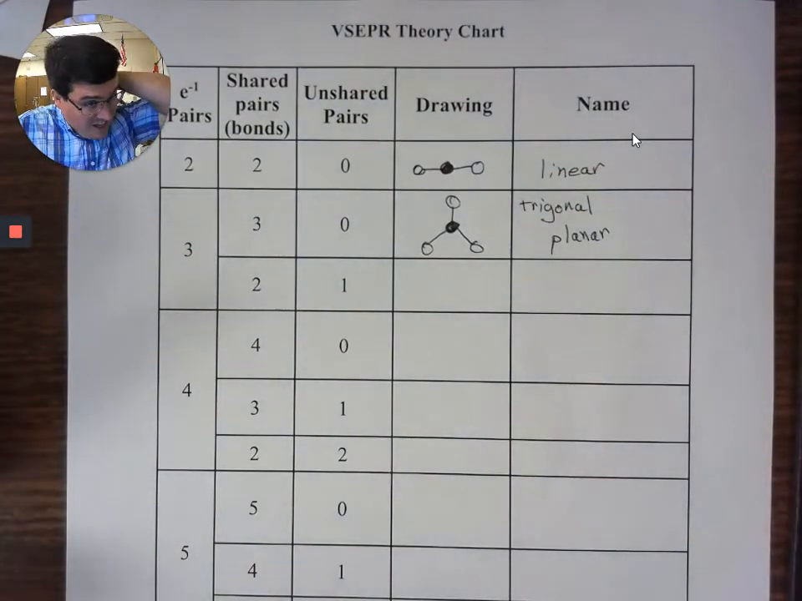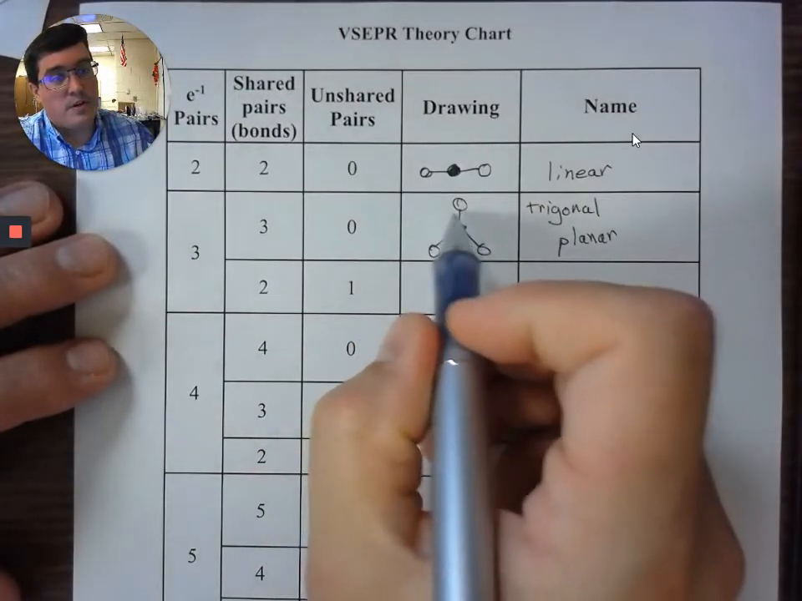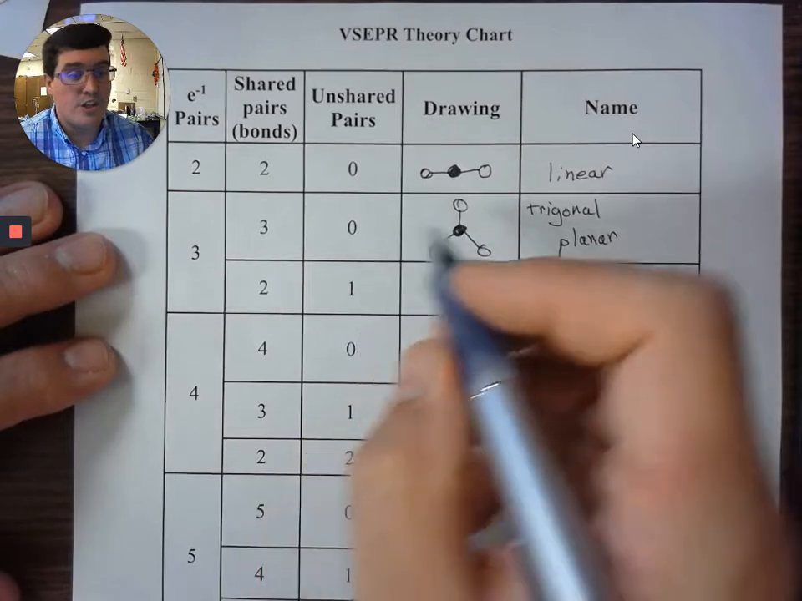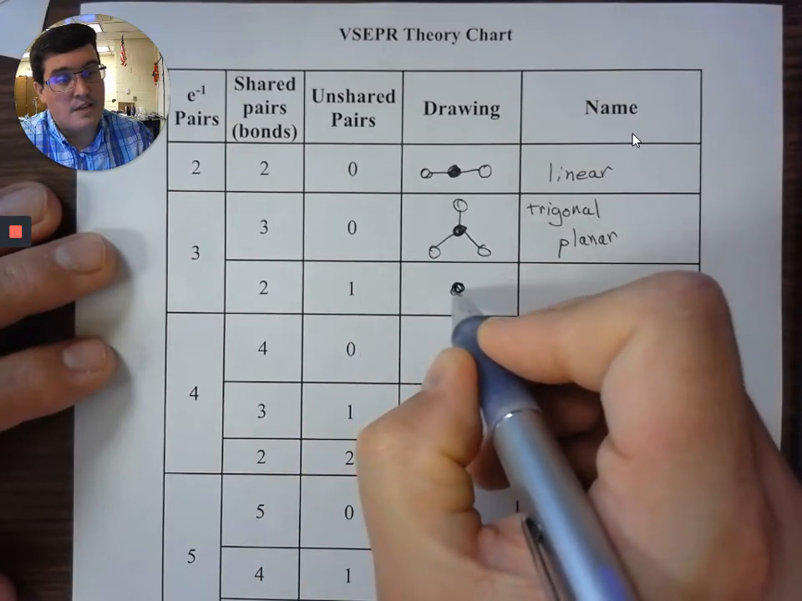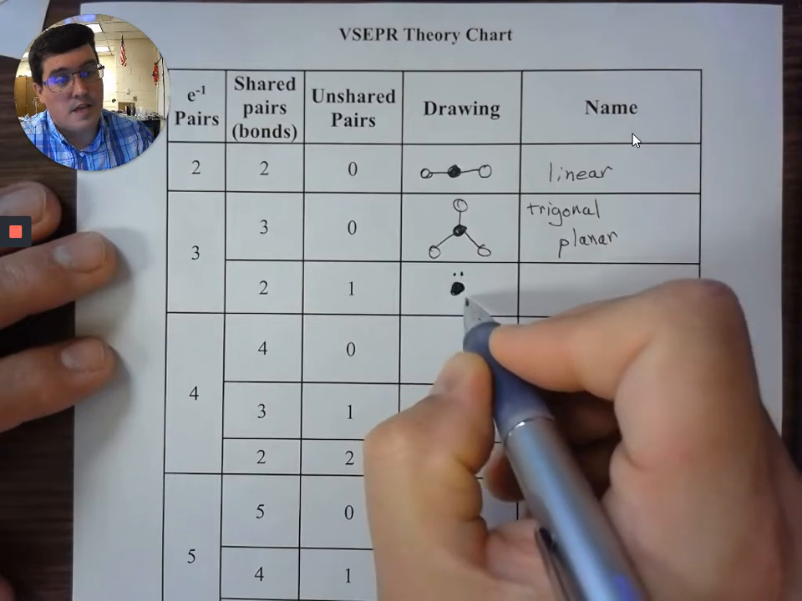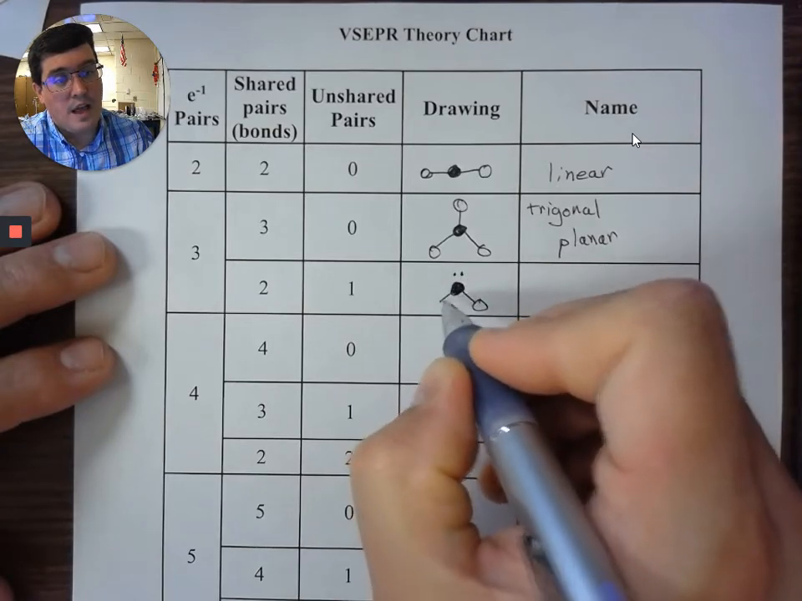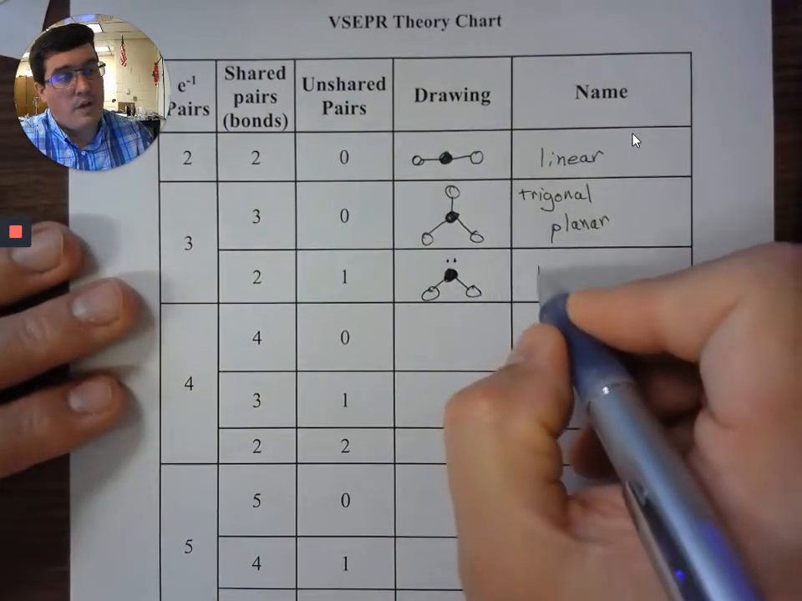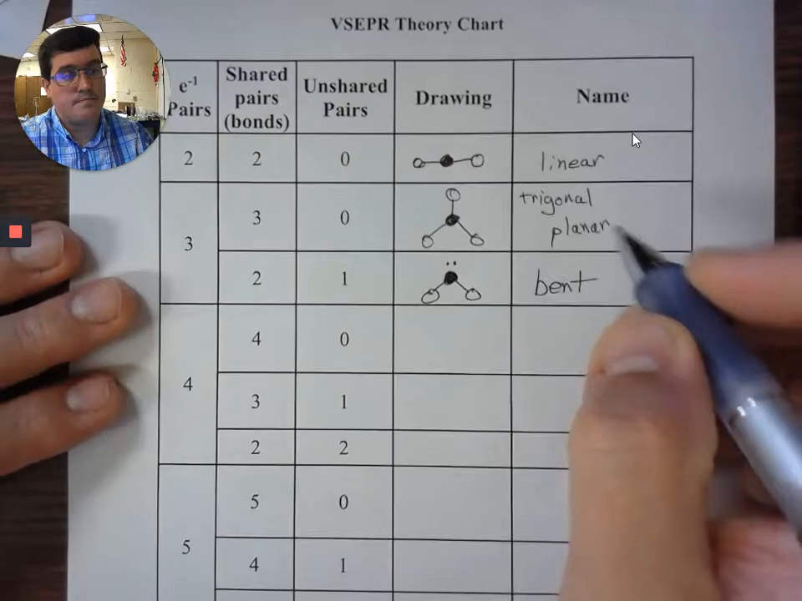All right? If I remove one, for example, that top one, and replace it with a pair of electrons, we now have an unshared pair on that central atom, and it's going to look like this. There's our central atom, and it's got a couple of electrons up top, and then this bond and this bond didn't change where they were. They stay right where they are, and we call that shape bent.